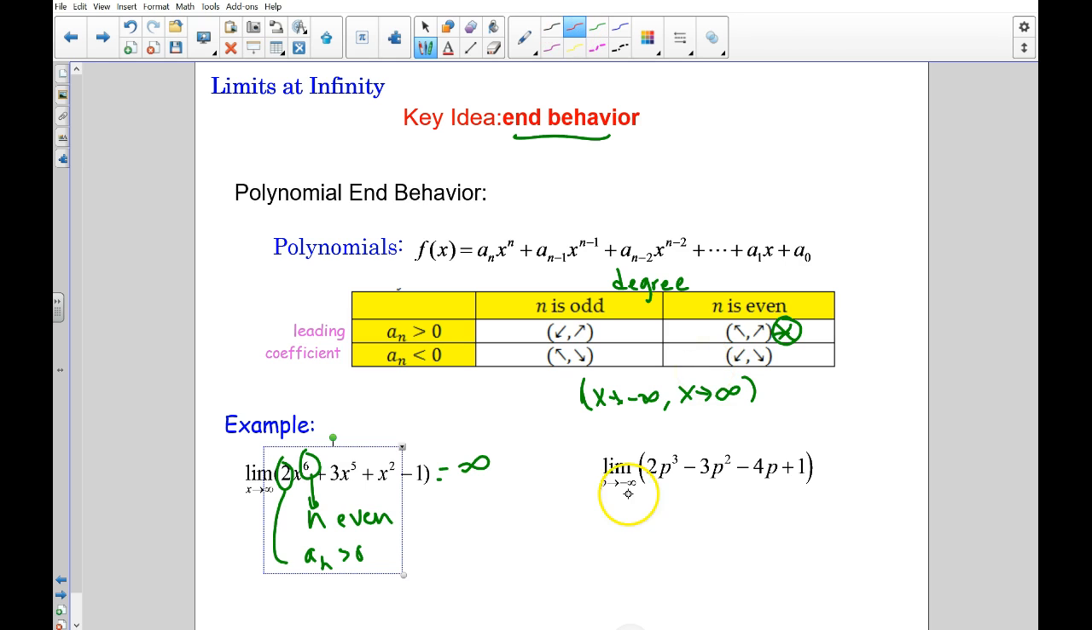Let's do another example. So in this example, p is going to approach negative infinity, and then I have my polynomial function. This function has a degree that is odd, and its leading coefficient is still positive, so I need to find that on my table. So n odd, a sub n positive, that's right here. So that means that now if I'm approaching minus infinity, that's the first coordinate in these two. So again, this limit would approach minus infinity.